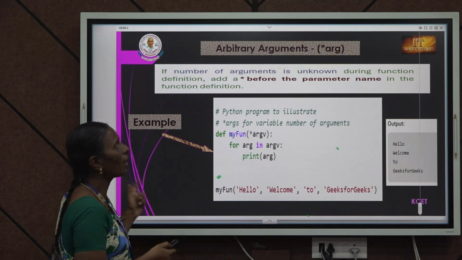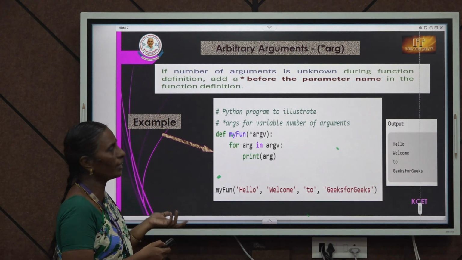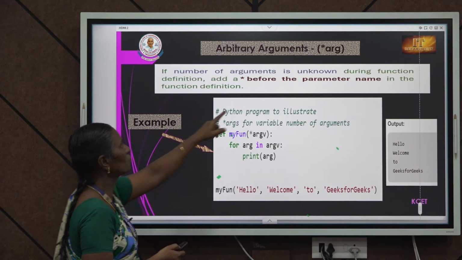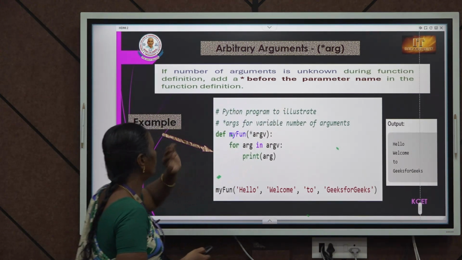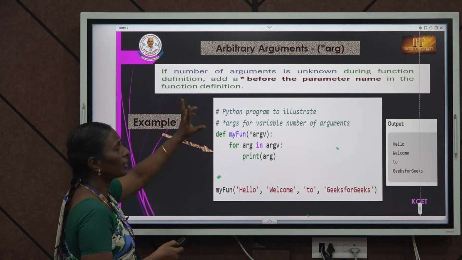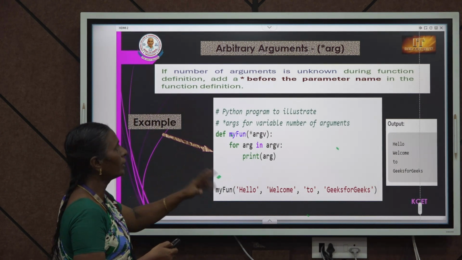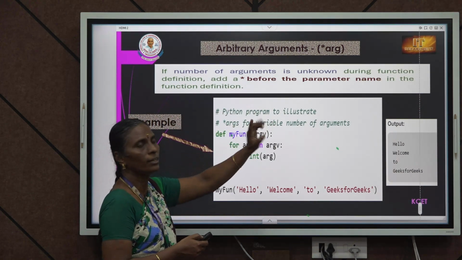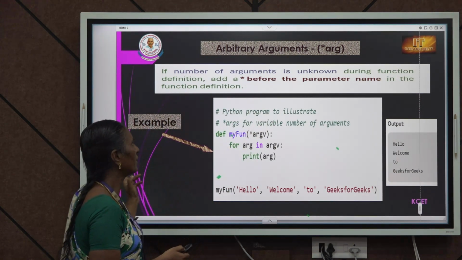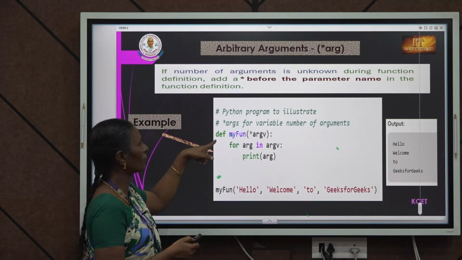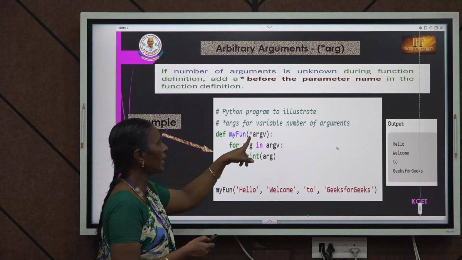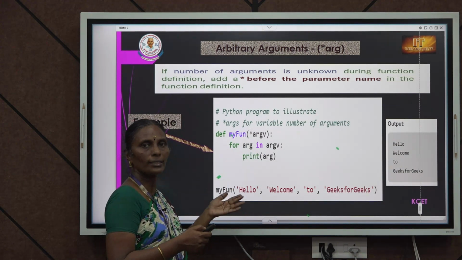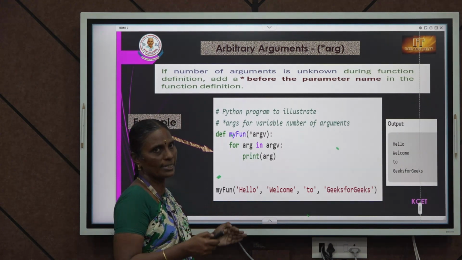So, next we have the arbitrary arguments or variable length arguments, in which we have two different subtypes. First one is asterisk argument. Here, if the number of arguments is unknown during the function definition, you can add an asterisk before the argument name or the parameter name. So, we have an example for that. Define my function with asterisk argument vector. So, the number of arguments is unknown.